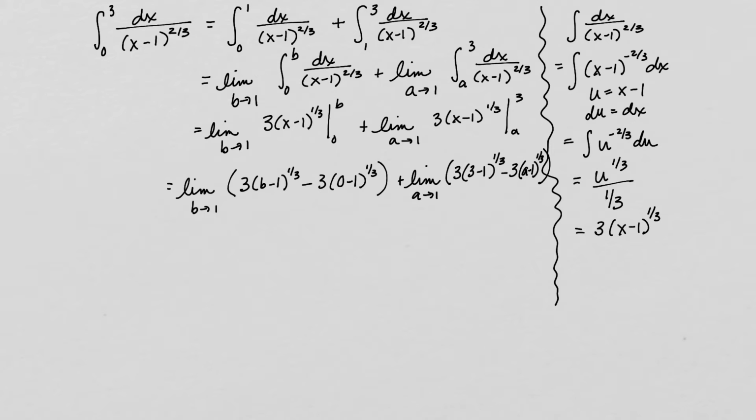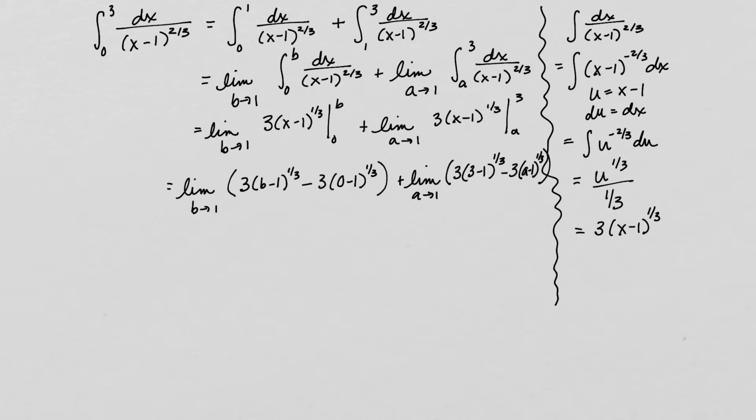Professor, I have a question. Sure. Sorry, I think I missed this. At the beginning, you have the definite integral of 3 over 0. How did you change that to the integral of 1 over 0 plus the integral of 3 over 1?